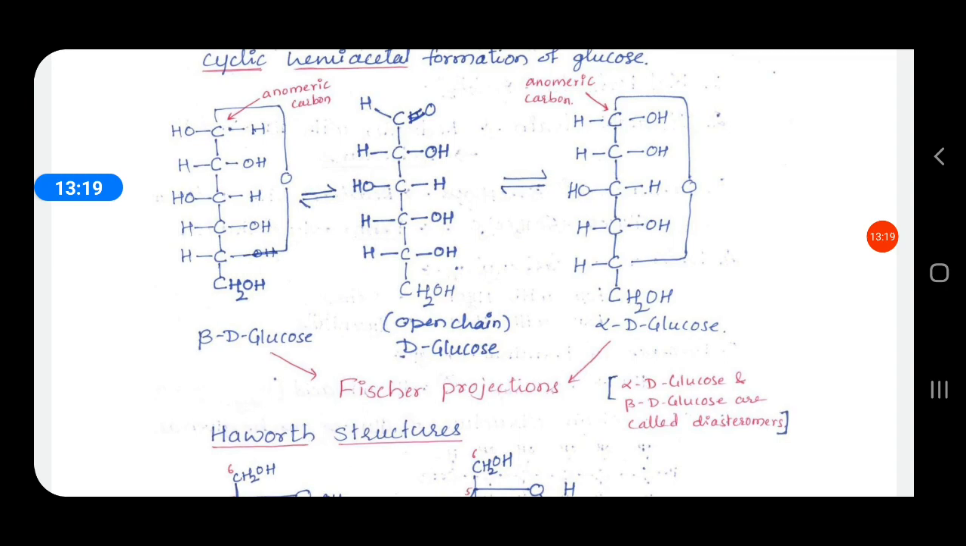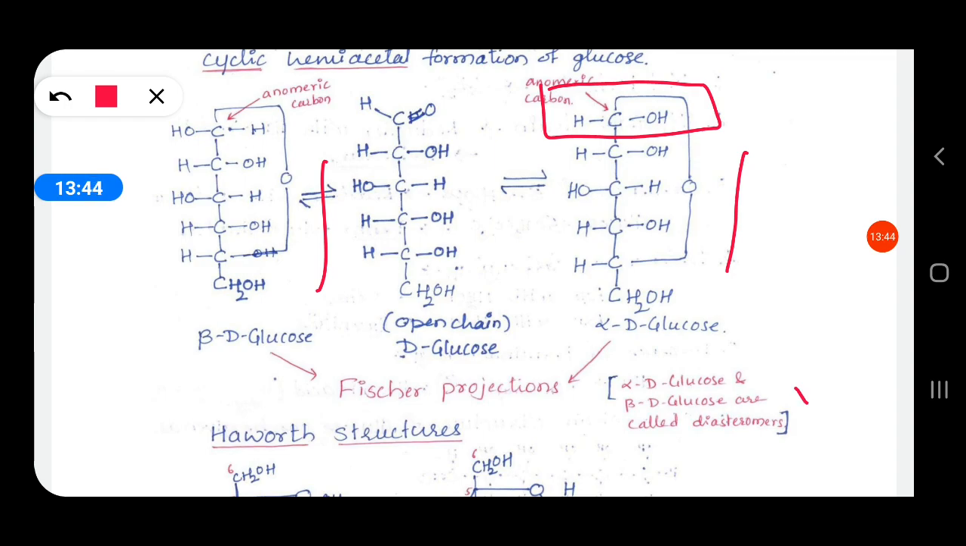So both these alpha and beta forms are changed in the configuration of only this anomeric carbon. The remaining structure is the same. Only the configuration of the anomeric carbon is changed. And these types of compounds, which differ in anomeric carbon configuration, are called diastereomers. So alpha D glucose and beta D glucose are called diastereomers. And these open chain structures are called Fischer projections.